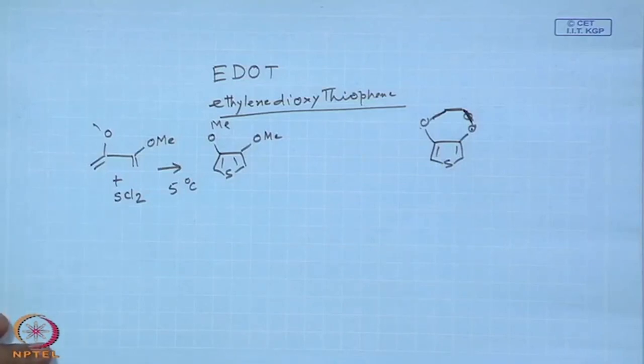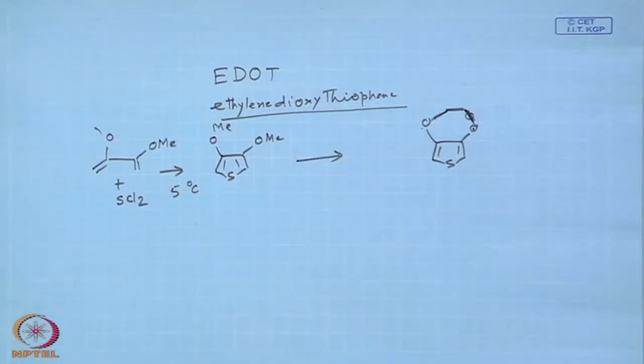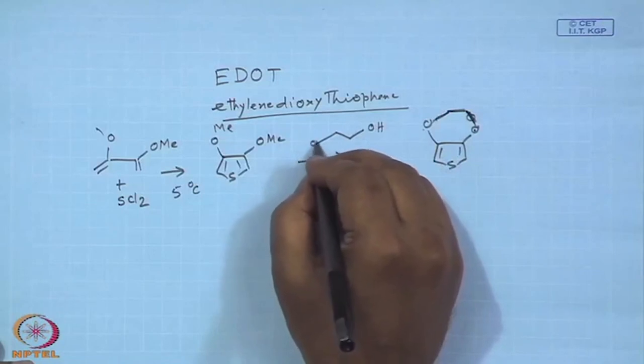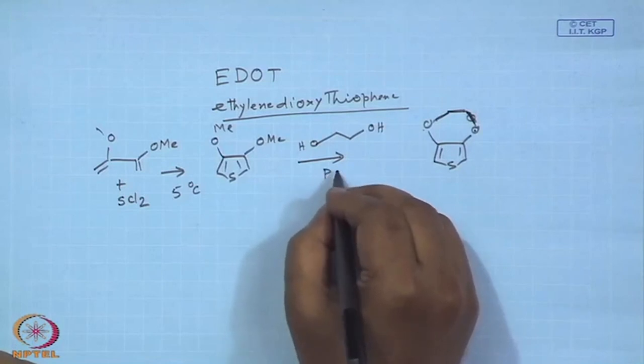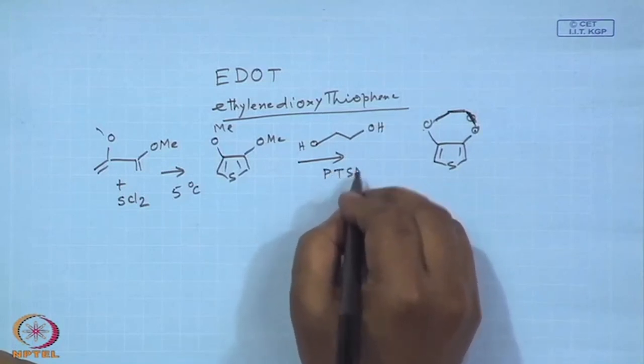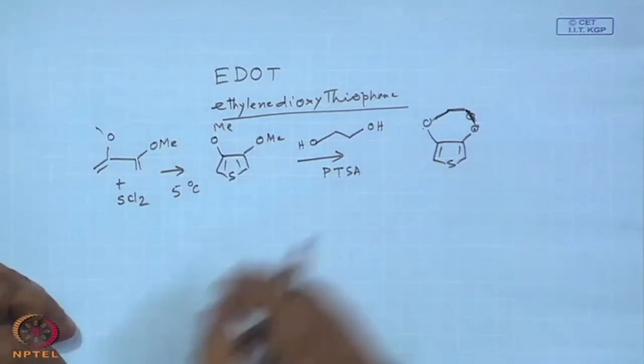And what next? What is even more important? Many of us know that the cyclization process is very facile, right? This is very facile when there is a possibility of cyclization because it becomes an intramolecular reaction. And if you do this reaction with ethylene glycol in the presence of para-toluenesulfonic acid, in no time you will get this compound without any problem. Basically again a displacement reaction, sort of addition-elimination reactions, eventually getting to this compound.